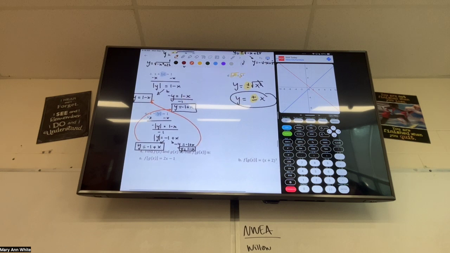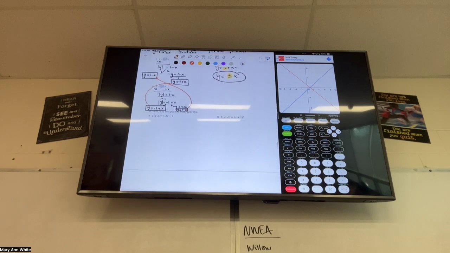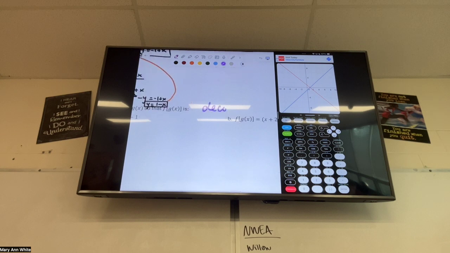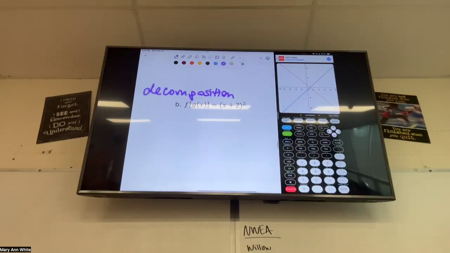Okay, we got two more tiny problems. This is not as big of a deal as the other things that we've learned, but it is in this section. We did composition a second ago. Now we're going to do decomposition. Composition is when we put them together. Now we're going to take them apart. So let's look at letter B. I think that's an easier one to see them taken apart.